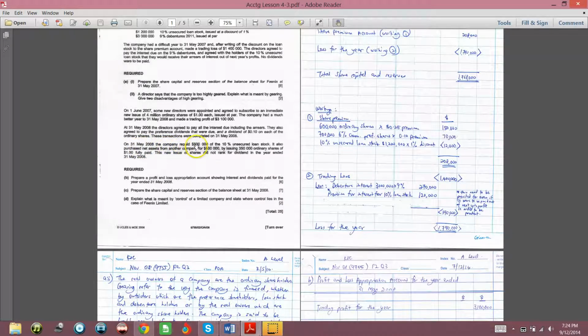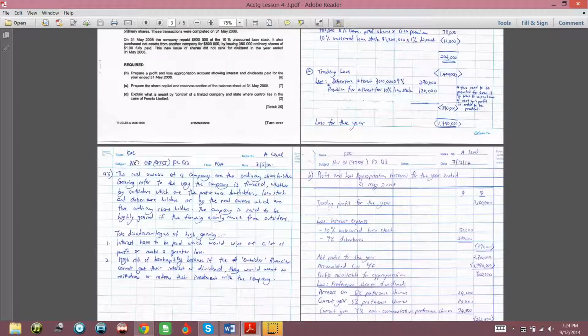On 31 May 2008, the company repaid 500,000 of the 10% unsecured loan stock. It also purchased net assets from another company for 800,000 by issuing 350 ordinary shares fully paid. This new issue of shares did not rank for dividend in the year ended 31 May 2008.